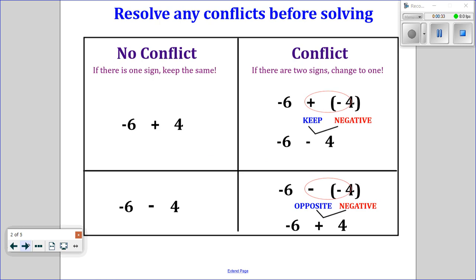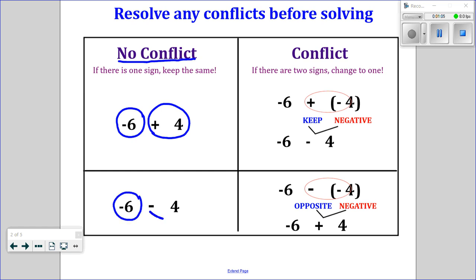Anytime you add or subtract negative numbers, you must resolve the conflict. So what do we mean by a conflict? If we look at this first box, we see that it says no conflict. If there is one sign, you keep the same. So if we look at negative 6 plus 4, if I circle both of them, I have a negative 6 and a positive 4. There's no conflict here. Each number has its own sign. If I look on the bottom, negative 6 and a negative 4. Again, there is no conflict because each number has its own sign.